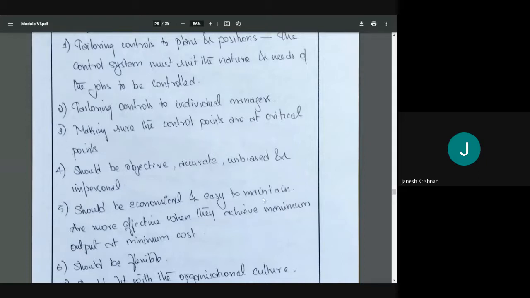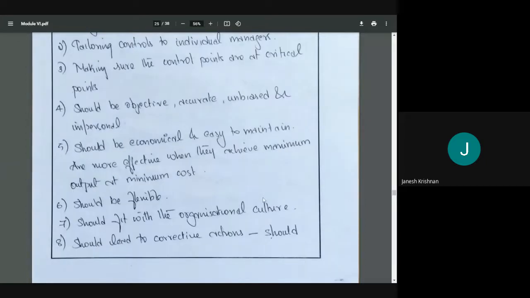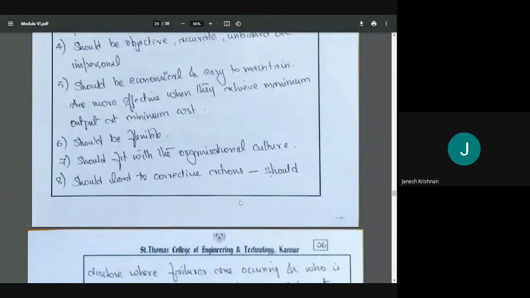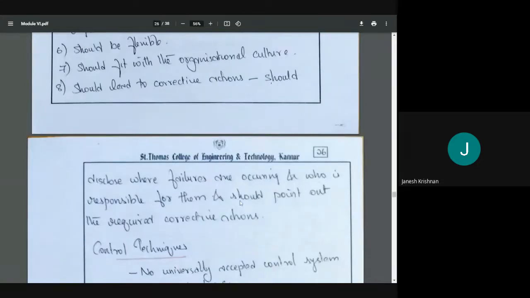Then it should be flexible, that is, it should depend upon the scenarios. What is the environment? If the environment changes, we should be able to change our control system also. Then it should fit the organization culture. It should lead to corrective actions. It should not only show us that there is a problem there, so we can identify the problem. Now what? The control system should give the answer to that question.